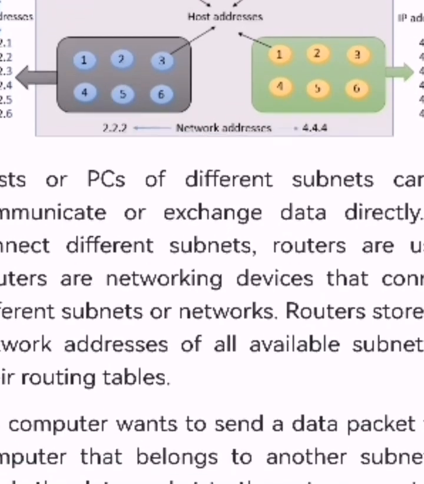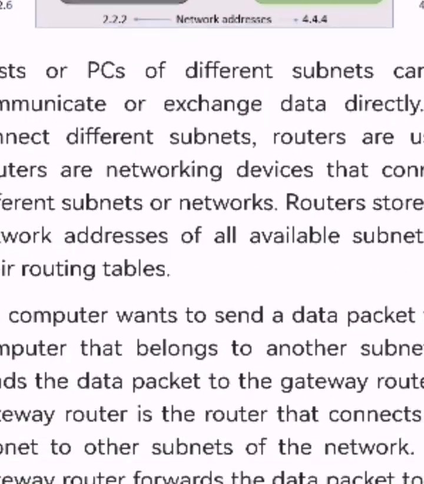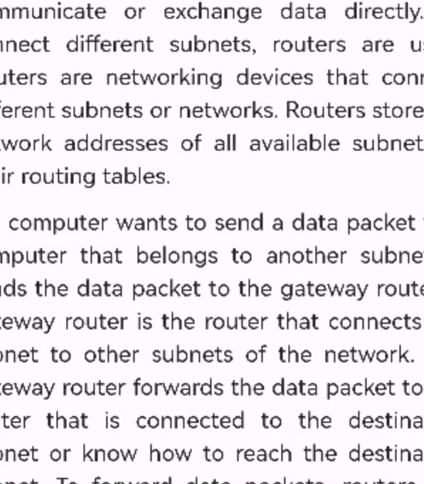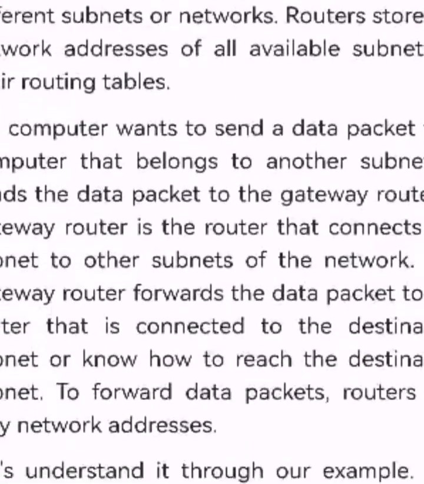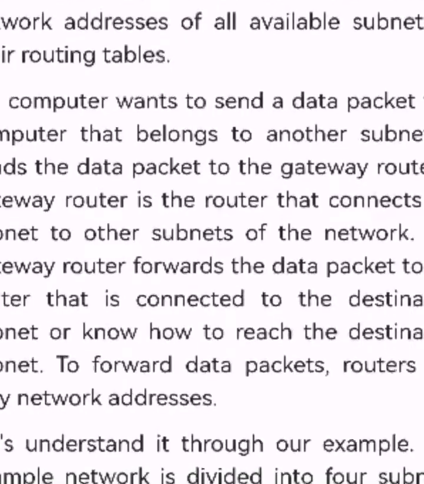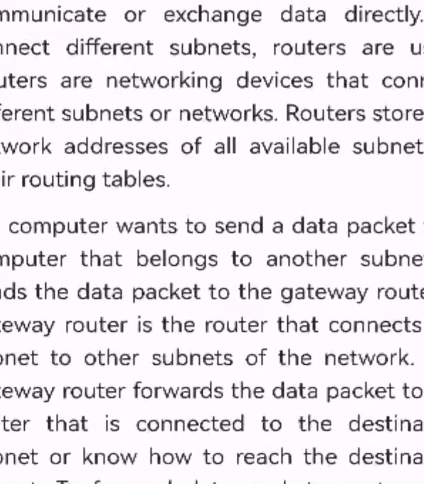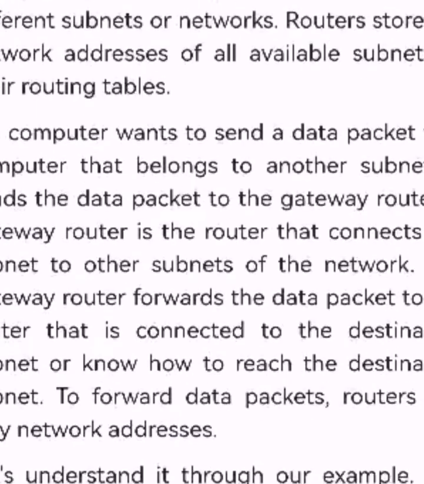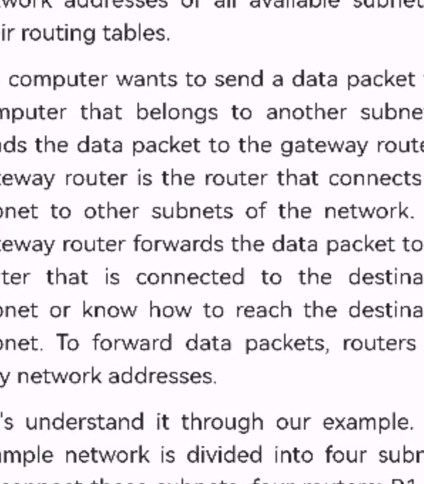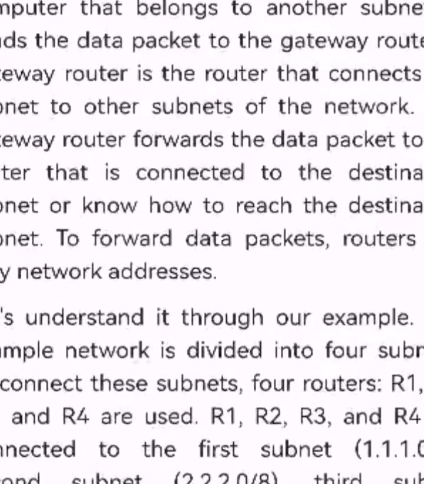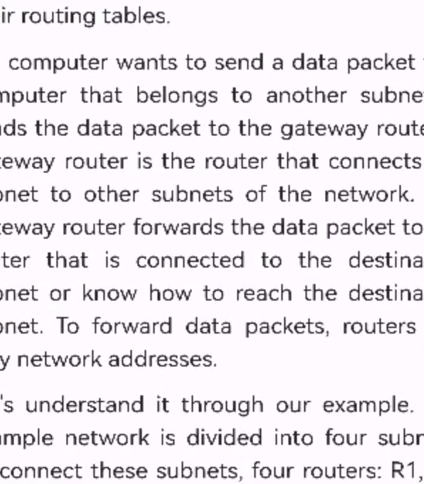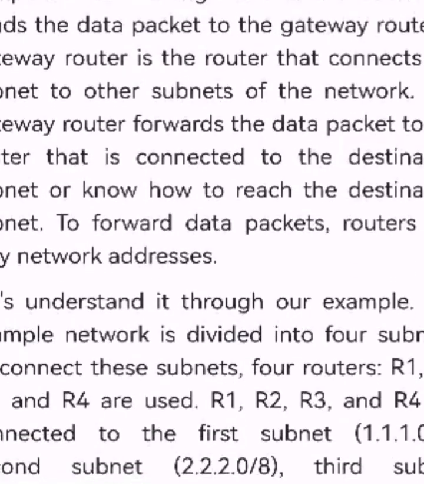Hosts or PCs of different subnets cannot communicate or exchange data directly. To connect different subnets, routers are used. Routers are networking devices that connect different subnets or networks. Routers store the network addresses of all available subnets in their routing tables. If a computer wants to send a data packet to a computer that belongs to another subnet, it sends the data packet to the gateway router.